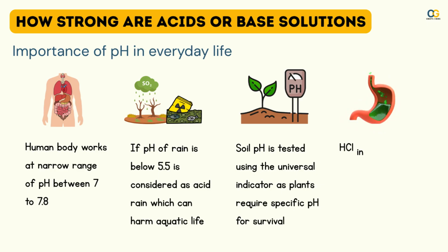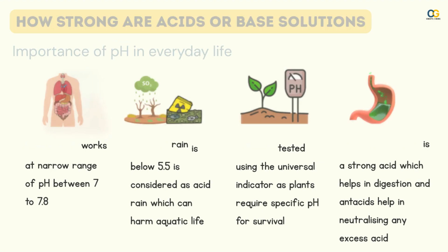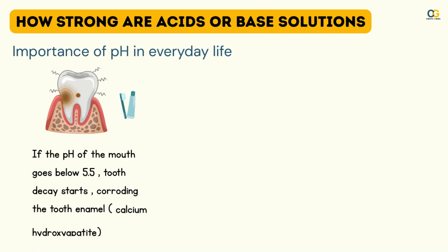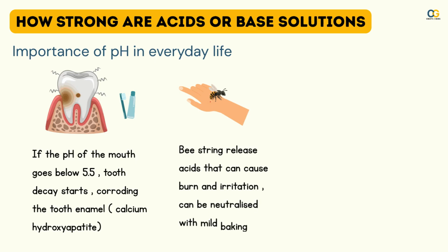Again, the HCl in our stomach is a strong acid with 1 pH, which helps in digestion, and antacids are used to neutralize any excess acid. If the pH in the mouth goes below 5.5, tooth decay starts, corroding the tooth enamel, which is called calcium hydroxyapatite. And when a bee stings, it releases acids that can cause burning and irritation, which can be neutralized by mild baking soda.